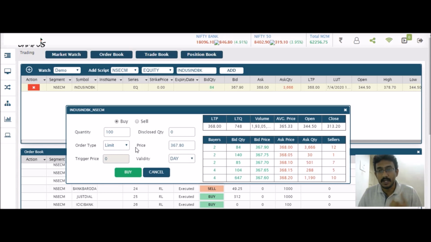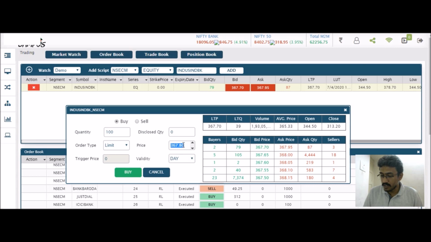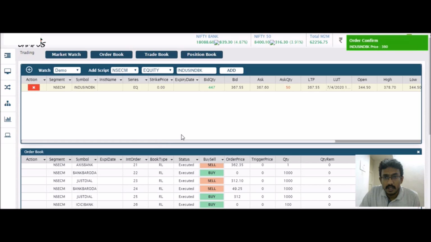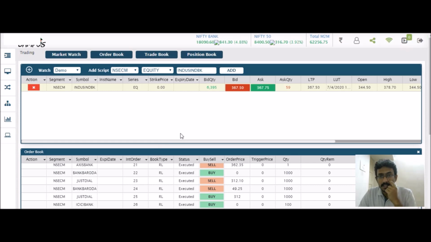Then it is called a limit order. Why is it called a limit order? You want the stock only at 360. The order will get executed only if the stock price reaches 360. If it does not reach 360, your order will not get executed. So that is about the limit order: you will give the price. Let's say I'm giving 360. So the order is placed, but has the order got executed or not?